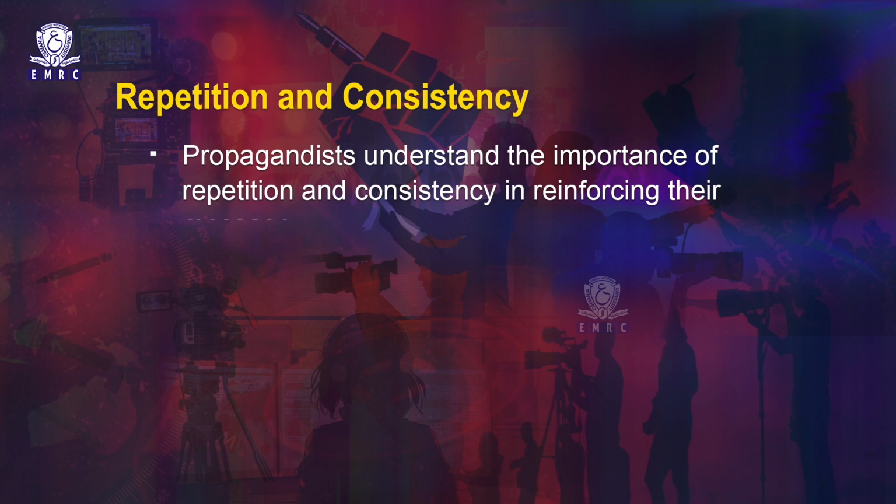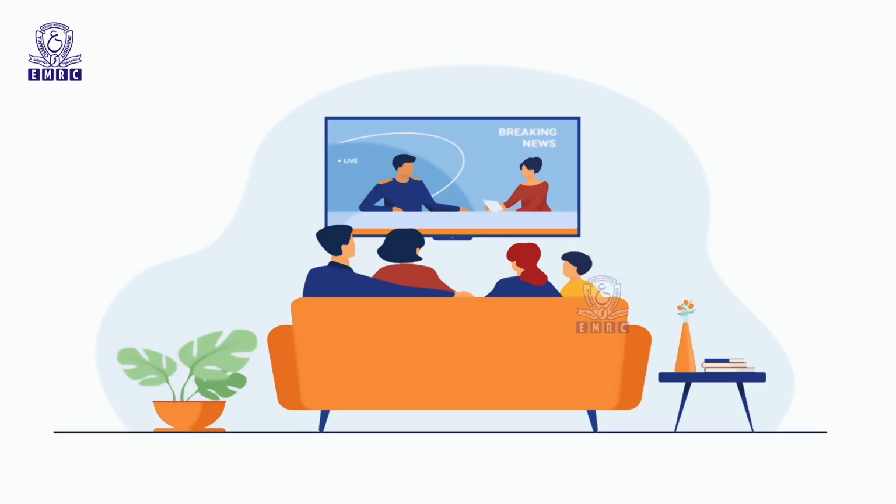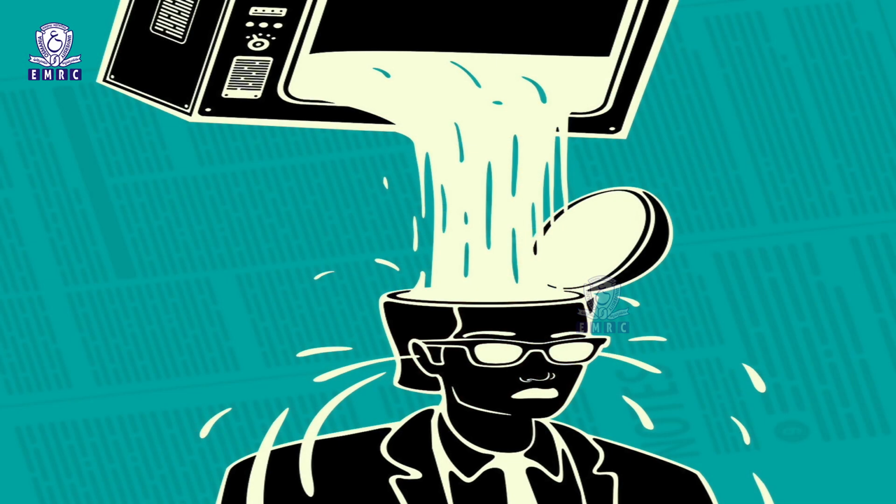Repetition and consistency. Propagandists understand the importance of repetition and consistency in reinforcing their message. By saturating various media channels with consistent propaganda, they increase the likelihood of the message being internalized by the audience, aligning with the idea of a repeated injection of information.